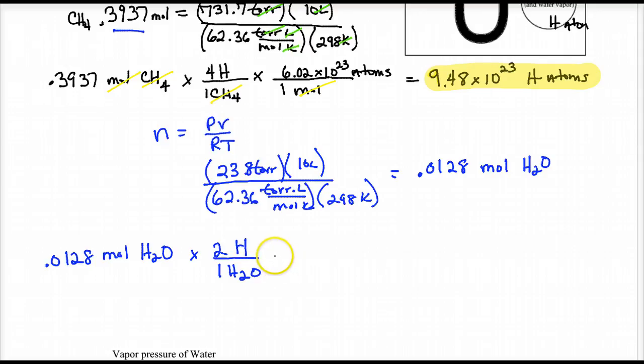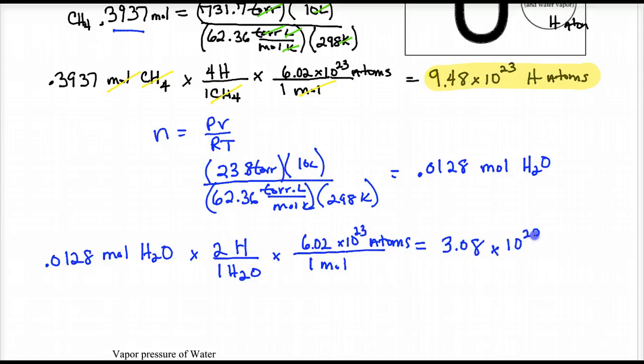And of course, once we have moles of H, we're going to get rid of this mole here. So 1 mole is equal to 6.02 times 10 to the 23 number of atoms. All right, and we'll put this in our calculator. Okay, so I get 3.08 times 10 to the 22nd number of atoms. It's a far lower number than this because it's a smaller number of moles.